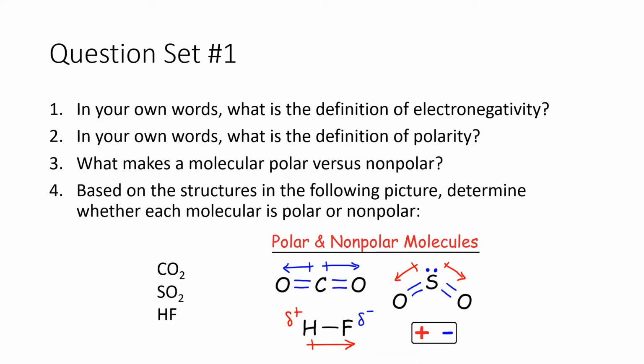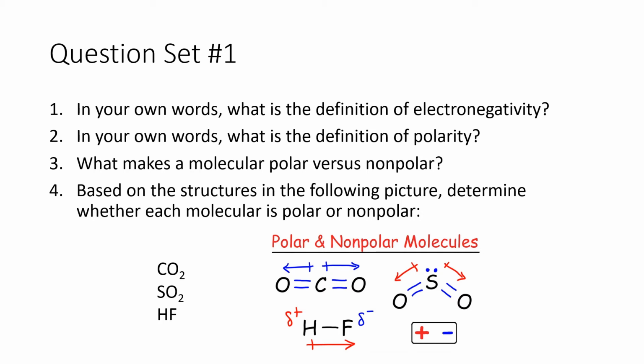Okay, so I want you to try to answer these questions, and then I'm just going to talk around how I would answer them. So number one, in your own words, what is the definition of electronegativity? I would say it is the tendency of, or the amount of attraction an atom has for electrons. Number two, in your own words, what is the definition of polarity? I would say it's something about a molecule having charged poles or not.